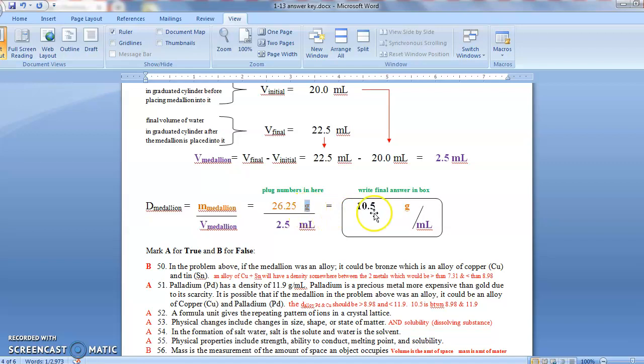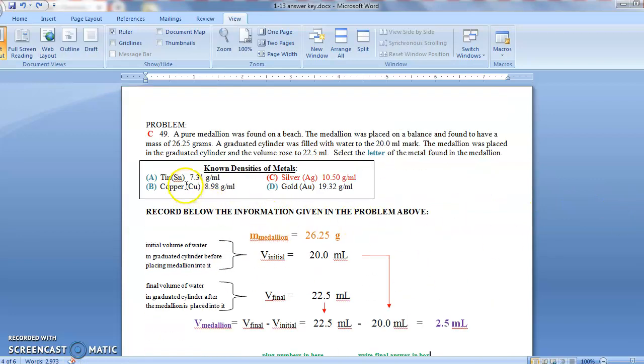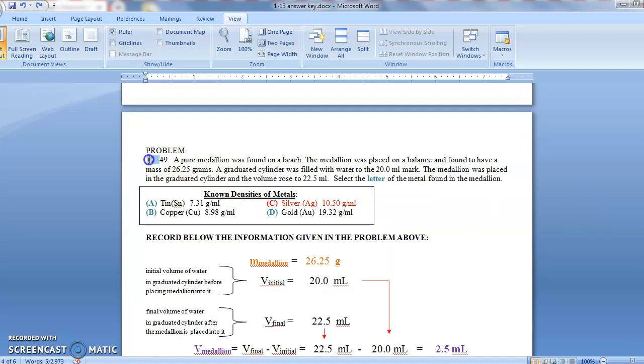The unit is gram over milliliter. So I now know the density of that medallion. It's 10.5. So I come up to our given. Tin is 7.31. Copper is 8.98. Silver, there it is, 10.5. That is a silver medallion. It's not gold. The density of gold is 19.32. So the answer to number 49 is C. It must be silver.